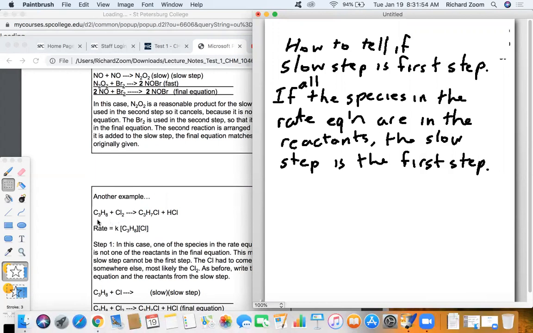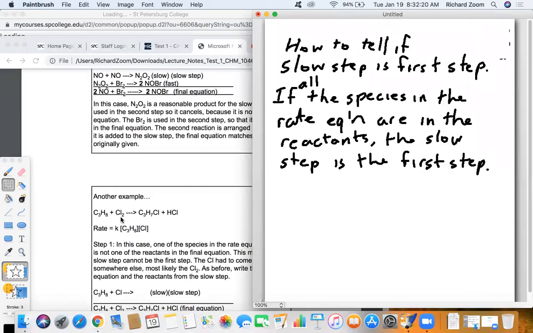If you had to ask yourself this question, would you believe the Cl came from the C3H8 or the Cl2? What do you think? Do you think the Cl came from the C3H8 or the Cl2? It's not a trick question. The Cl2. It has to come from the Cl2, right? It can't come from the C3H8.